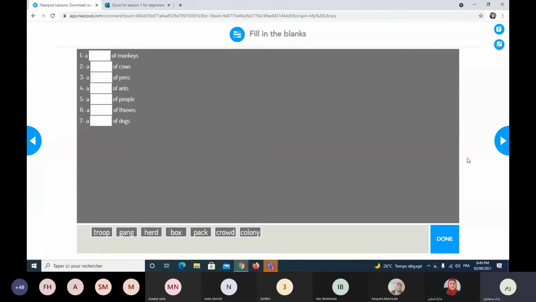So I repeat. The collective words: troop, gang, herd, box, pack, crowd, colony. So I repeat, these are called collective nouns. They are used for a group of people, group of animals, group of things. And you have the 7 phrases here. Okay.